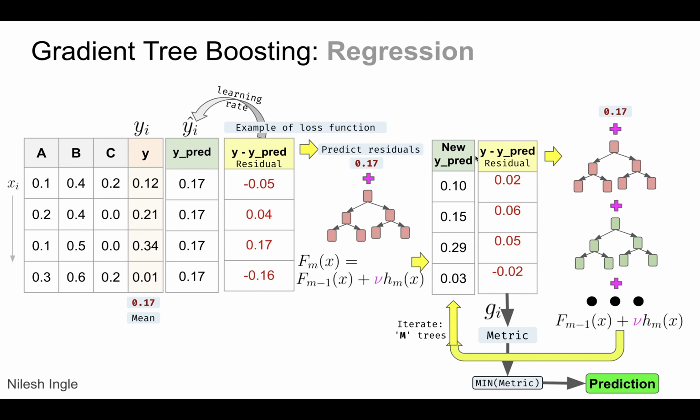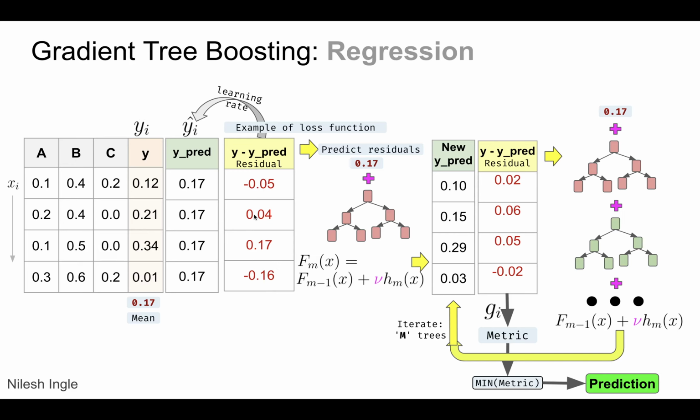Next we have gradient tree boosting, and the concept is somewhat similar. We start out with the data set with, let's say, features a, b, c, target y. So in the first iteration, we assume that the predicted value is just the mean of these target values. So here the mean is 0.17. We assume that's the predicted value, and then we calculate the residual, that is the difference between the observed or actual value and the predicted value. So here it would be 0.12 minus 0.17, we get this value, and so on for the rest of these.